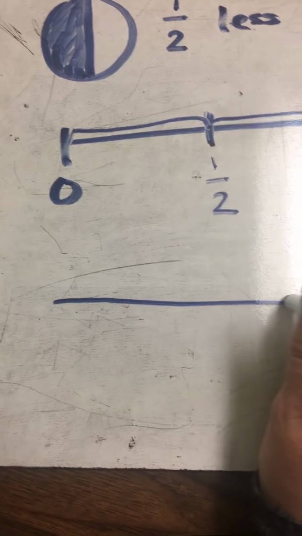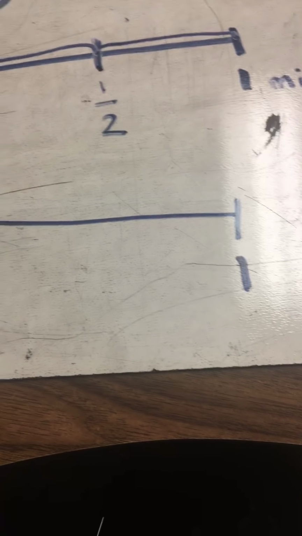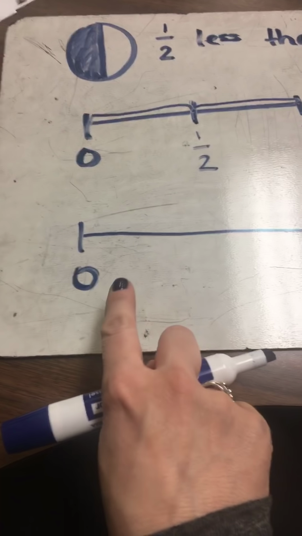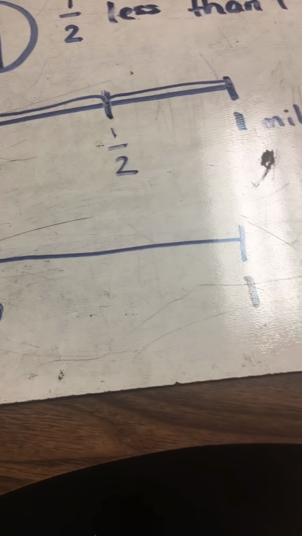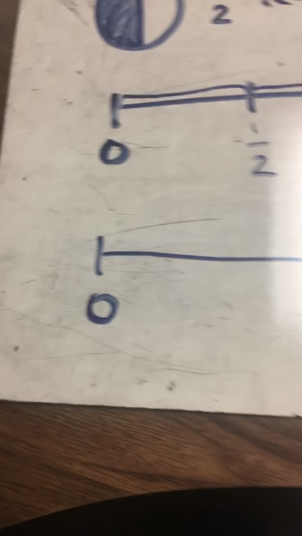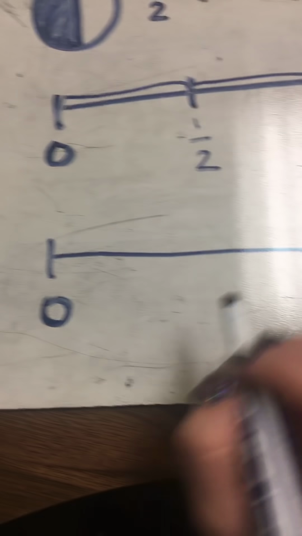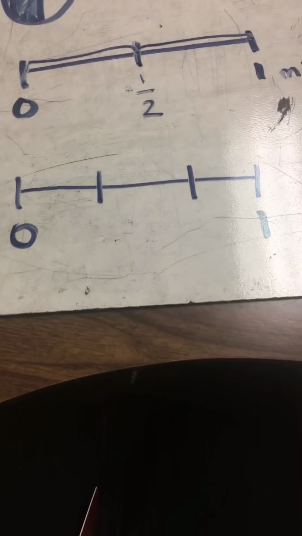Okay, I'm going to try another one. It's my line again. And again, I'm going to start at 0 and go all the way over to 1 whole thing. Imagine I've run 1 whole mile if I've gone this far. Maybe this time when I'm running my mile, I need to stop a couple of times. So let's say I get tired, so I need to stop here. And then I get tired again, so I need to stop here for another little water break.